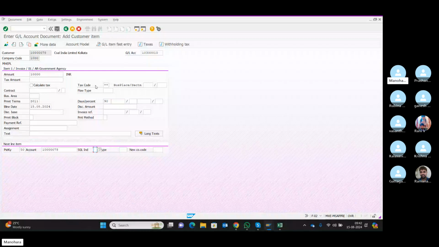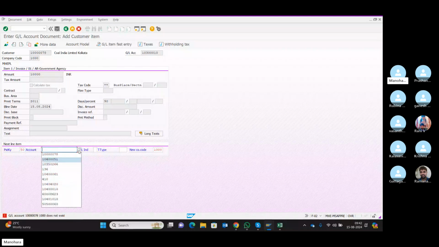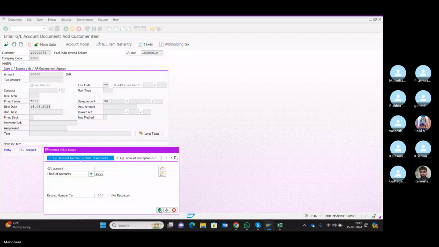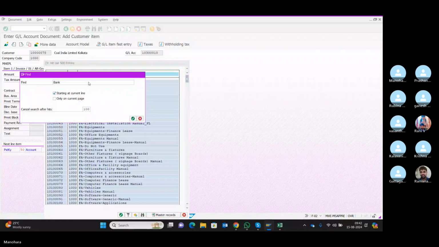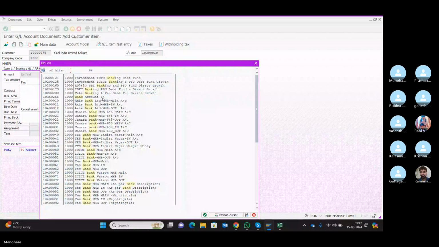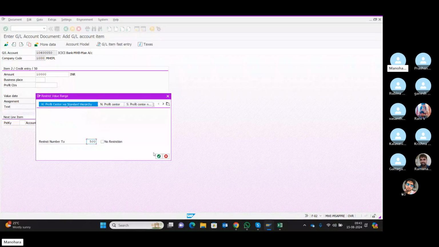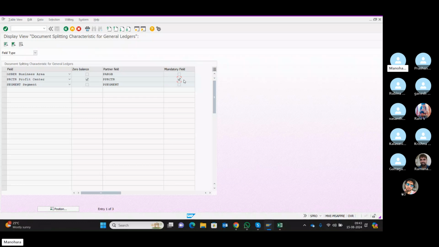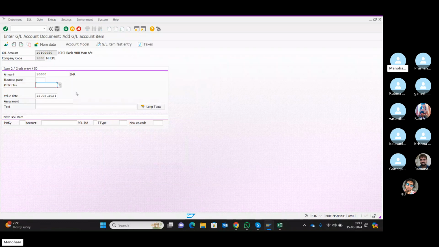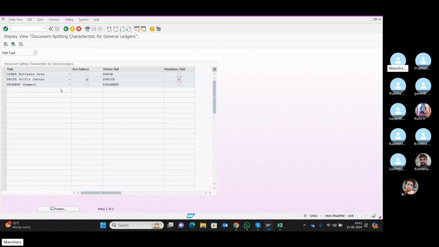This is a universal T code. Here the profit center option is there, but I didn't give it. So the user forgot to give it here, and the document will be saved and posted. But if the profit center is set as mandatory here, without the profit center he cannot post, because we kept the profit center mandatory here.